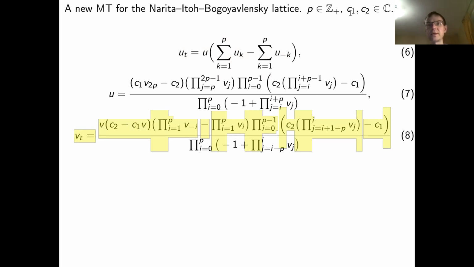So for any non-negative integer p and any constants c1, c2, we have the following result. For any solution v of this differential difference equation, u given by this formula satisfies the Narita-Itoh-Bogoyavlensky lattice. So this is a new Miura type transformation for the Narita-Itoh-Bogoyavlensky lattice. Okay, I think I stop here in order to have some time for questions.